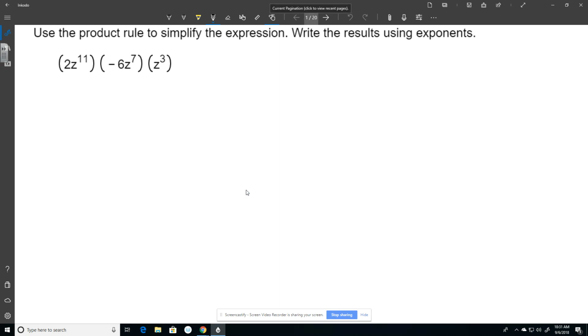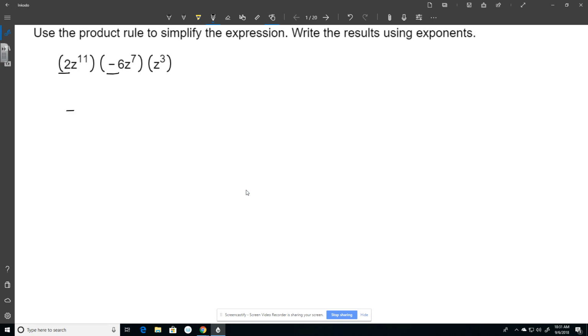So if you look up at the top, the numbers will be listed. This is problem 1 out of 20. If you're looking for problem 5, fast forward till that says 5 out of 20. So the first question says to use the product rule to simplify the expression. Write the results using exponents. So right now I'm multiplying 2 times z to the 11th times -6 times z to the 7th times z to the 3rd. Everything's being multiplied, so I pick the parts that multiply together.